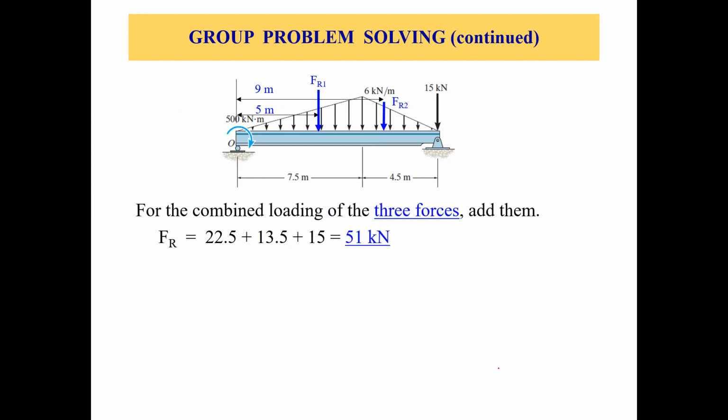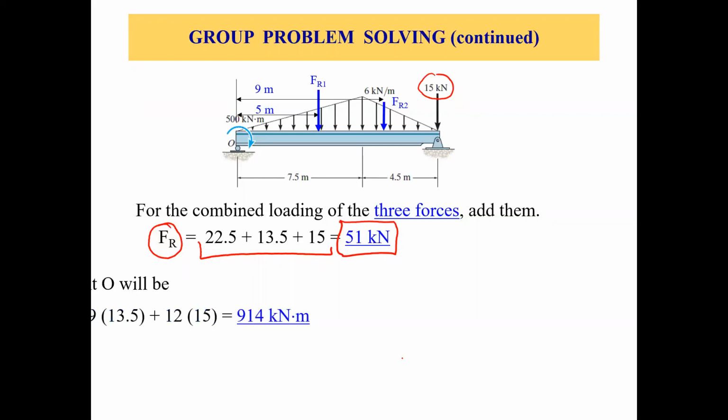For the combined loading of the three forces, we also have this 15 kilonewton force. So just add these three forces, which will give us the total force FR. So 22.5 plus 13.5 plus 15. So we have 51 kilonewtons, which is the resultant force of all the forces acting on the beam.